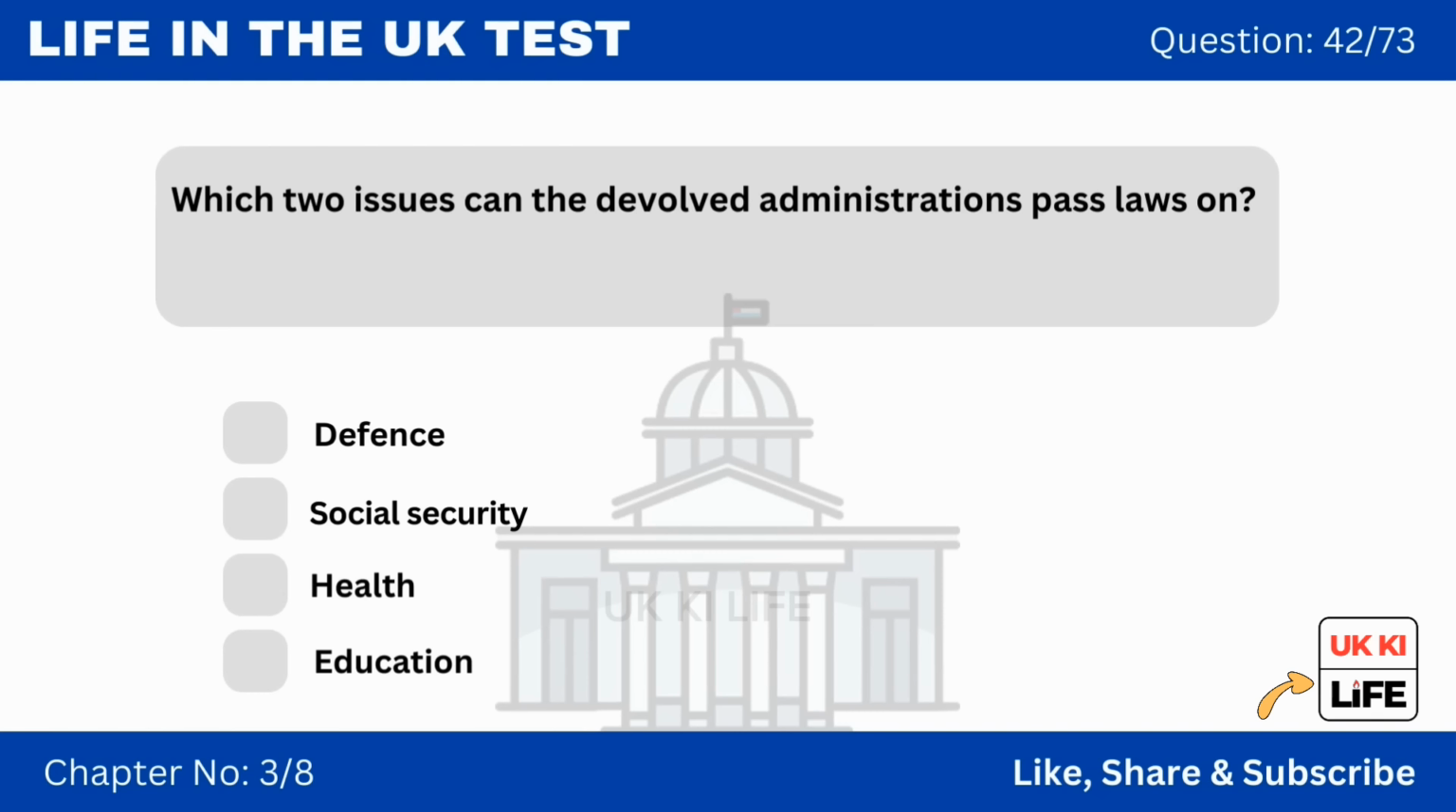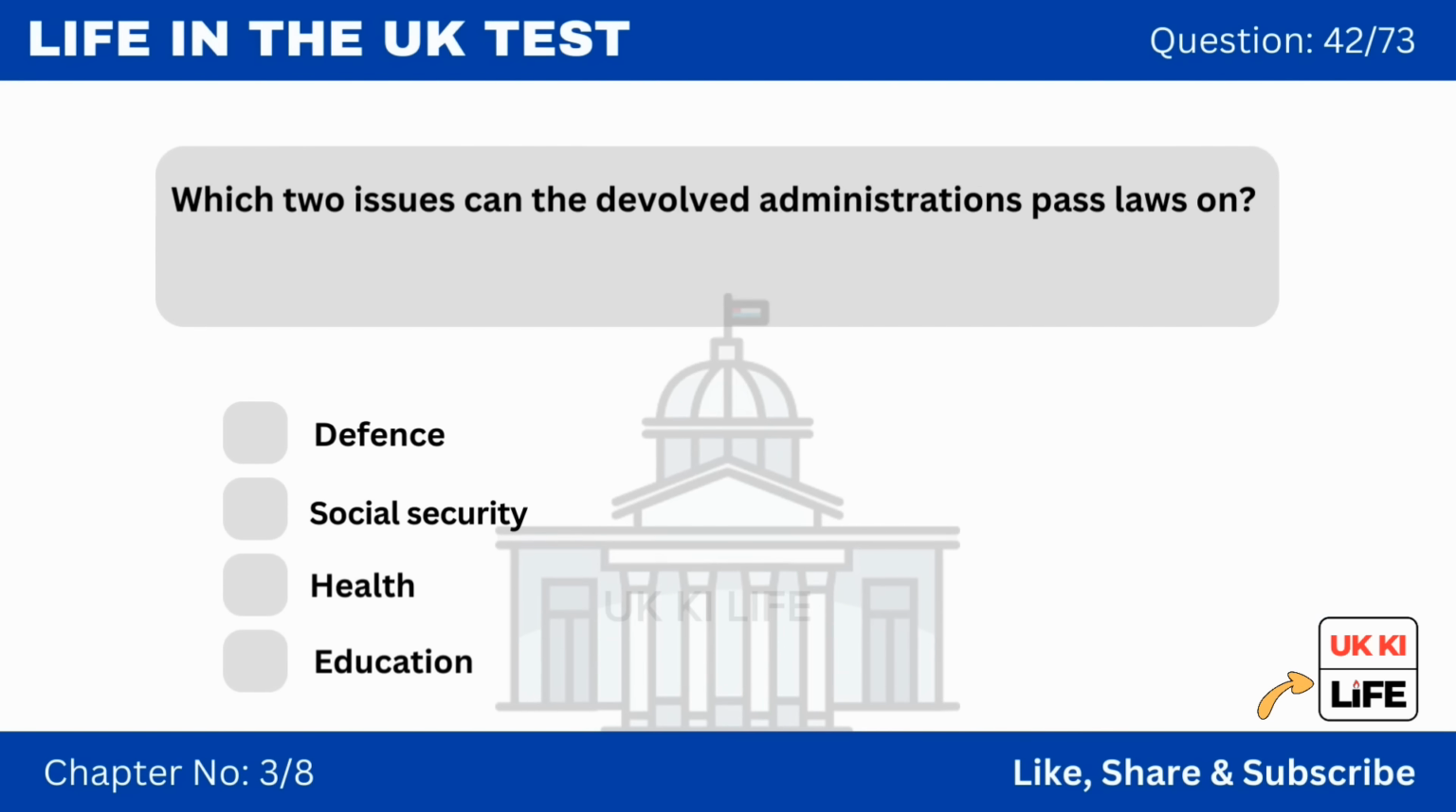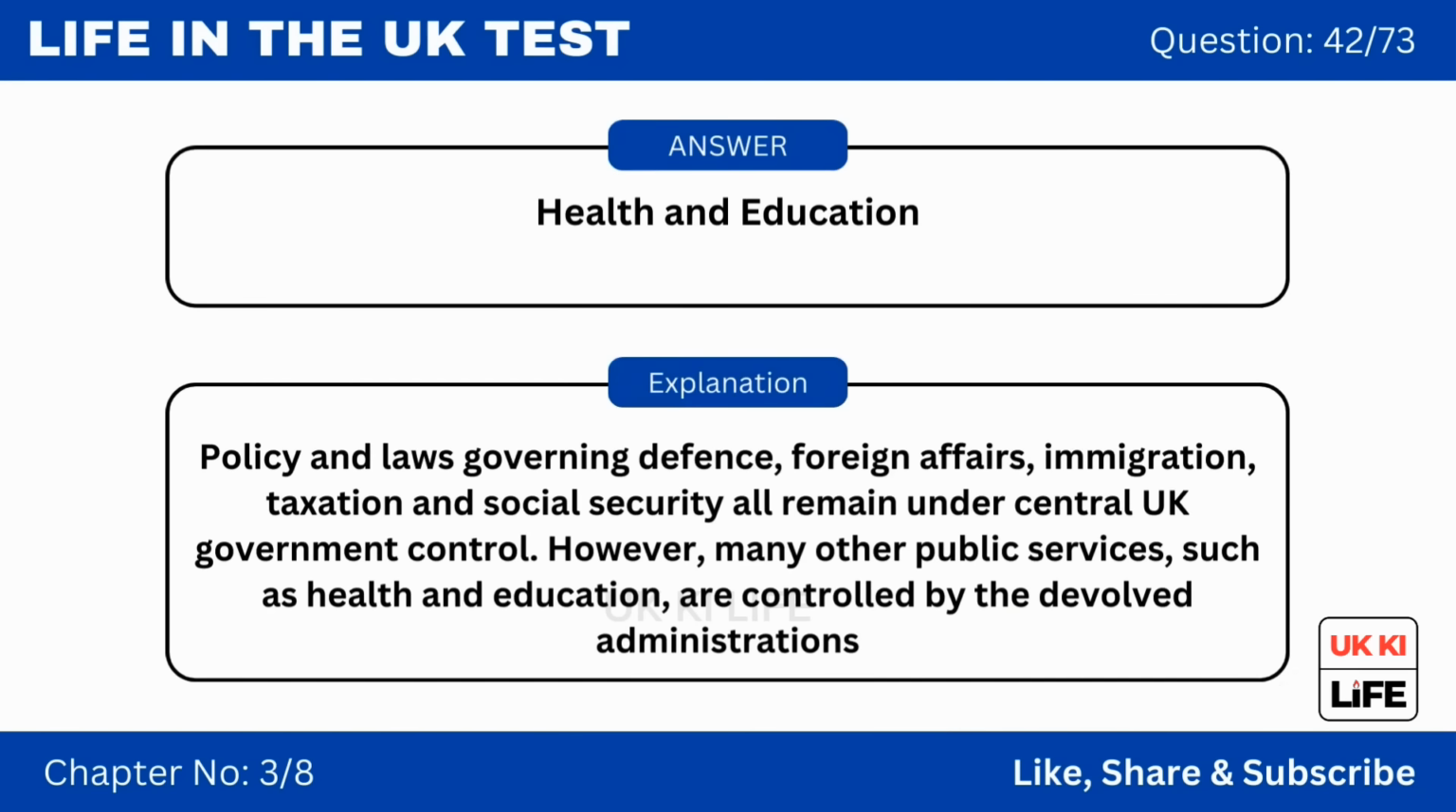Question 42. Which two issues can the devolved administrations pass laws on? Defense, social security, health, education. The correct option is C and D. Explanation. Policy and laws governing defense, foreign affairs, immigration, taxation and social security all remain under central UK government control. However, many other public services, such as health and education, are controlled by the devolved administrations.